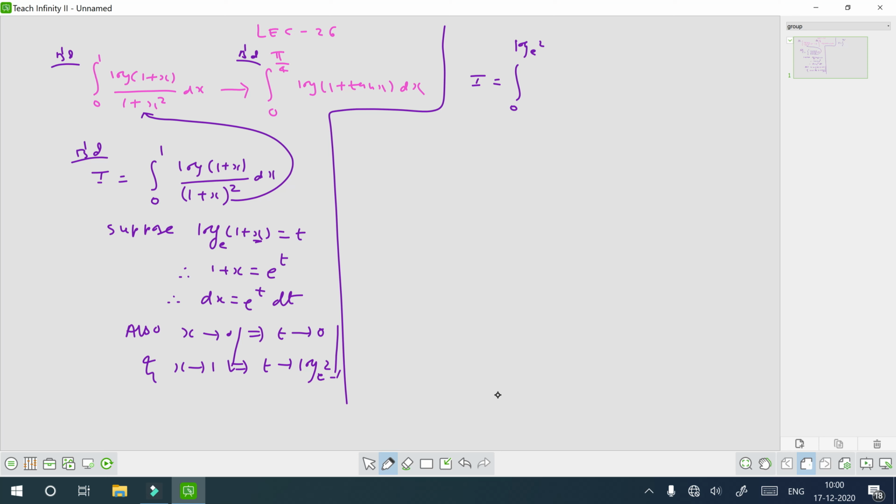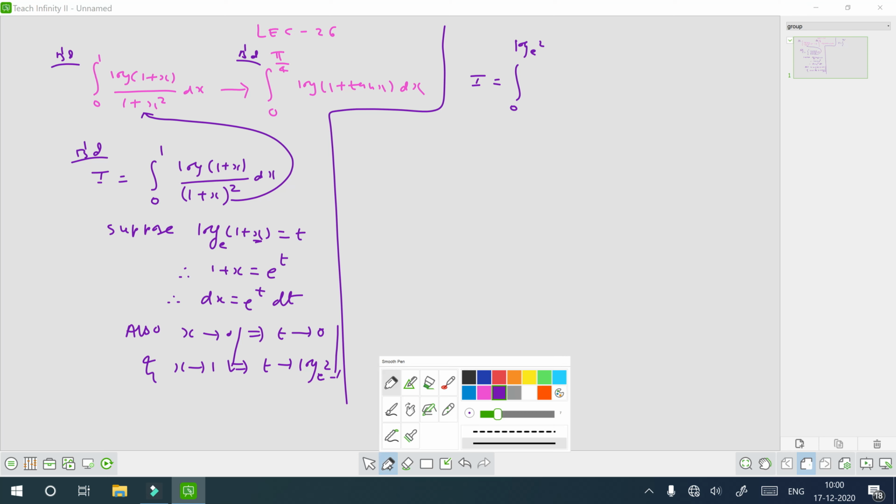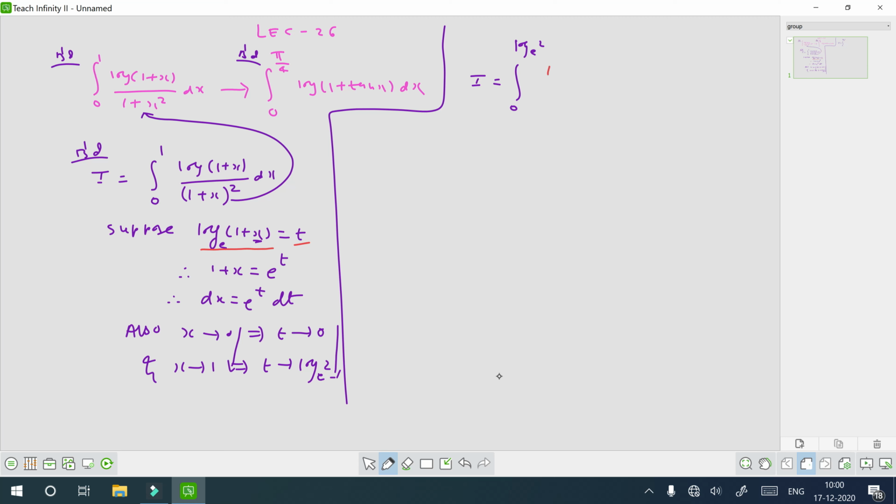Log(1 plus x) is equal to t, so here numerator t over (1 plus x) whole square is e raised to 2t. Put it here. And dx is e raised to t dt. So it comes out integral 0 to log 2 base e of t e raised to minus t dt.